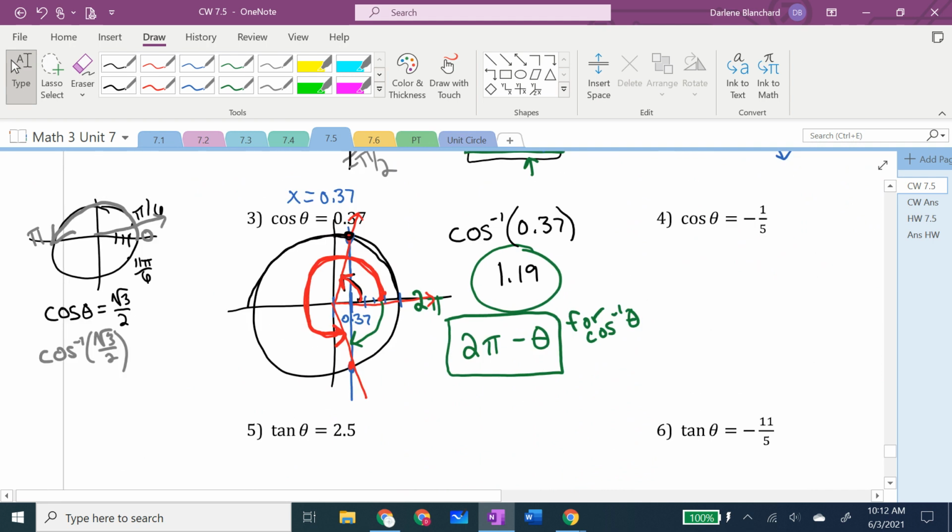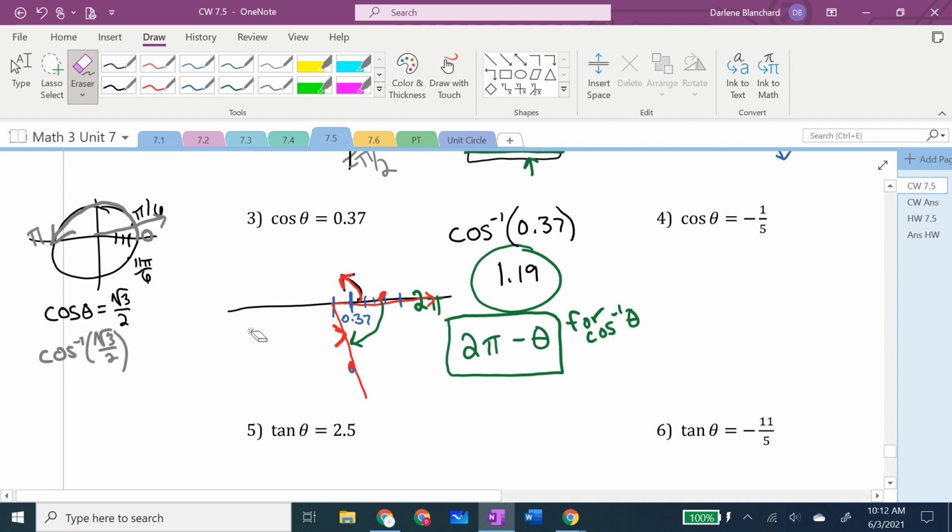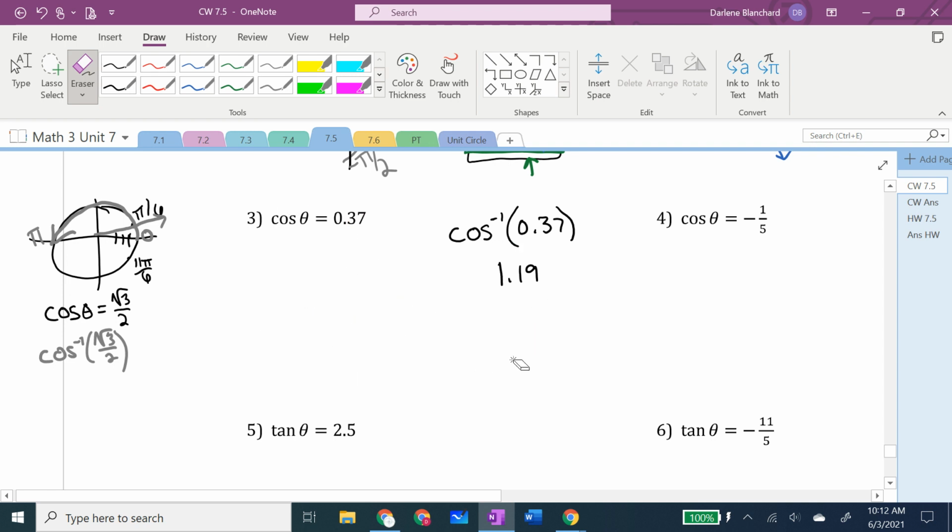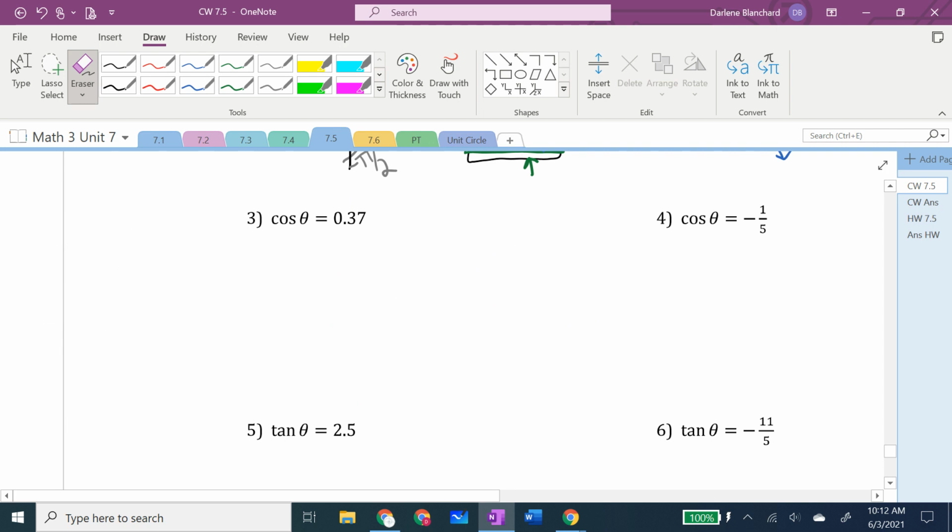All right, now I'm going to re-talk about number 3. I had done it yesterday, but I was trying to just rush and we were out of time. So I'm going to re-talk through it. When I'm dealing with inverse cosine, it is a function. There's only one answer that the calculator is going to give. Cosine will only give an answer from 0 to pi.